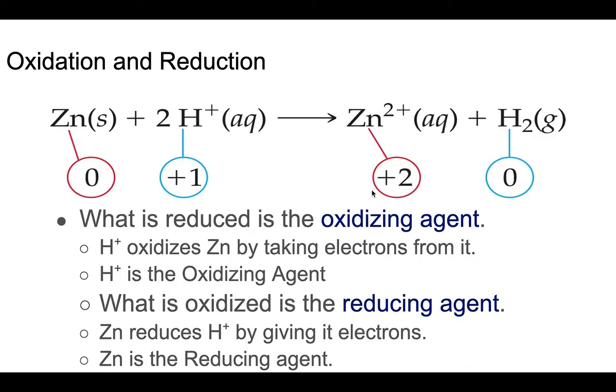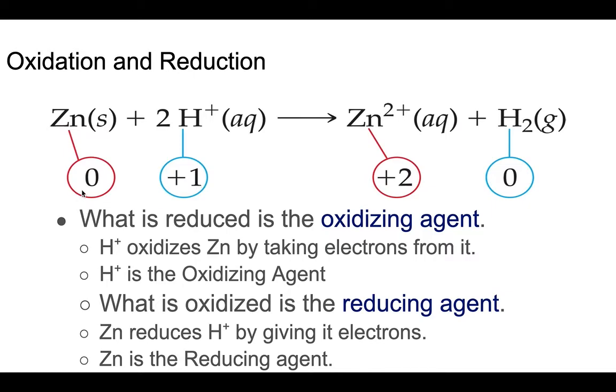Now, remember what I said about going about it the other way, naming the other way. Whatever species is reduced is also acting as the oxidizing agent. So we know that H is being reduced, but as it does so, it's also oxidizing zinc. It's causing zinc to be oxidized because it takes the electrons away from it. So we could also refer to the hydrogen as the oxidizing agent.